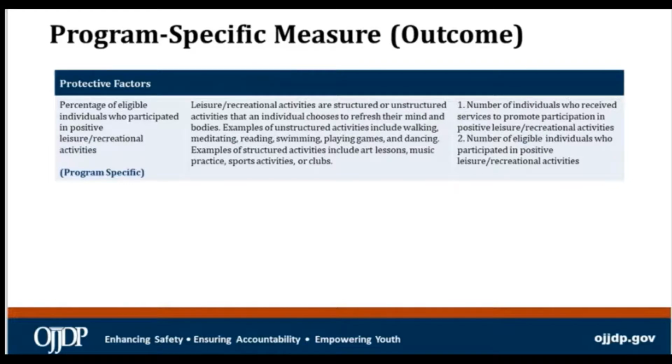And now we have 3 more to go through. For this one, percentage of eligible individuals who participated in positive leisure or recreational activities is a program-specific protective factor outcome measure. Leisure and recreational activities are structured or unstructured activities that an individual chooses to refresh their mind and bodies. Some examples include walking, meditating, or reading. And you will report the number of individuals who received services to promote participation in positive leisure recreational activities, and also the number of eligible individuals who participated in positive leisure and recreational activities.